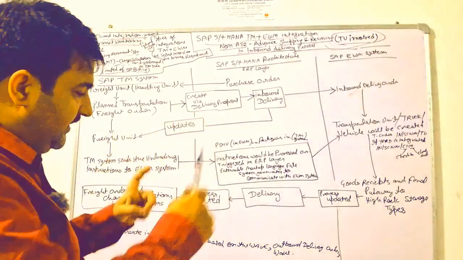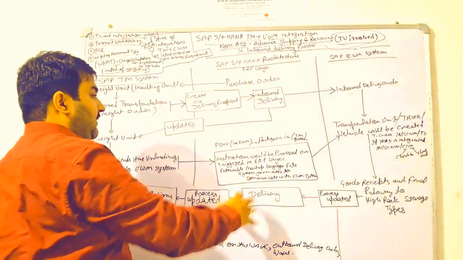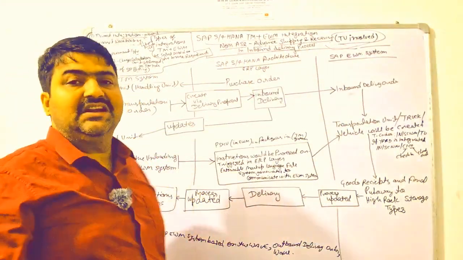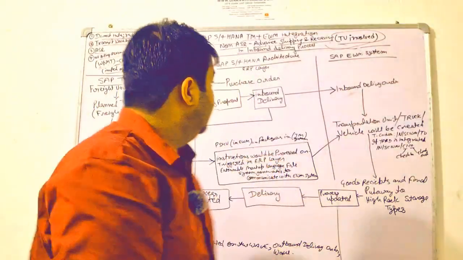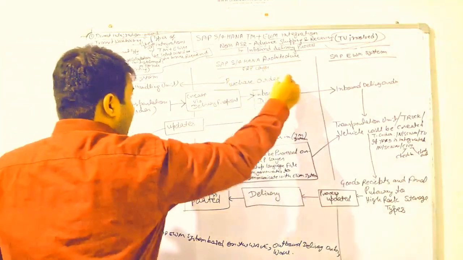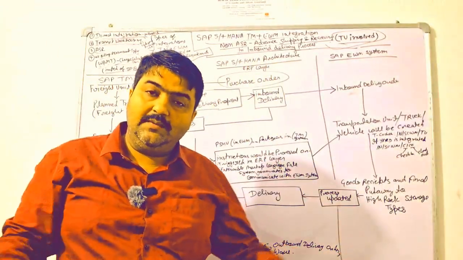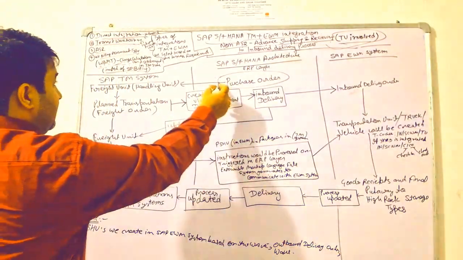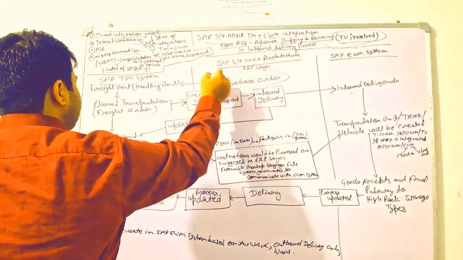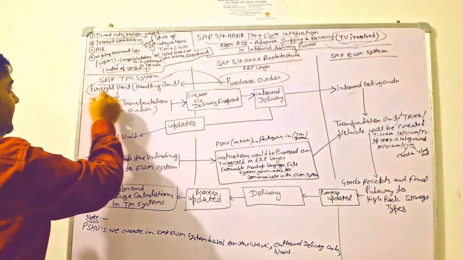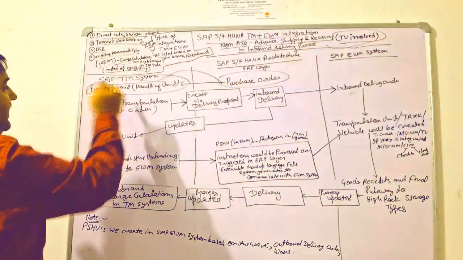So how does data travel? This is my ERP layer. This entire layer comes under the S/4HANA architecture. First we create the purchase order, because we are going to see the inbound delivery process with EWM and TM integration. Then when we create the purchase order, this ERP layer sends the instruction to the SAP system. The freight unit or handling unit would be created.